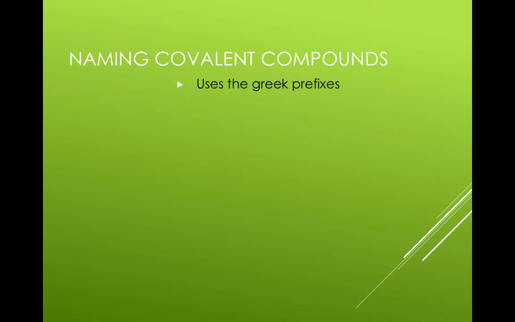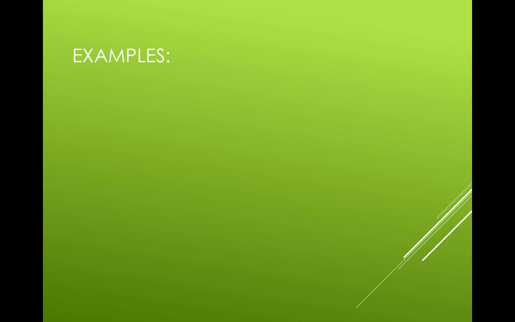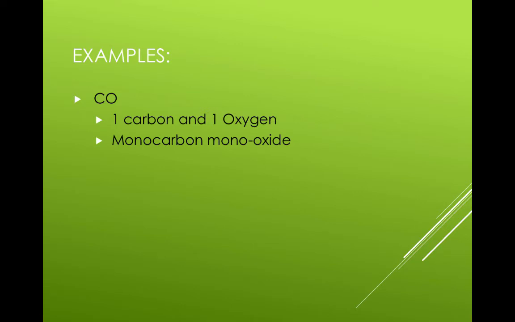Naming covalent compounds is really easy. It requires the use of the Greek prefixes mono, di, tri, tetra, penta, hexa, hepta, octa, nona, and deca. As with ionic compounds, simply change the ending of the compound's name to "ide." Let's look at CO, for example. There's one carbon and one oxygen. Using the Greek prefixes, we get monocarbon monoxide.